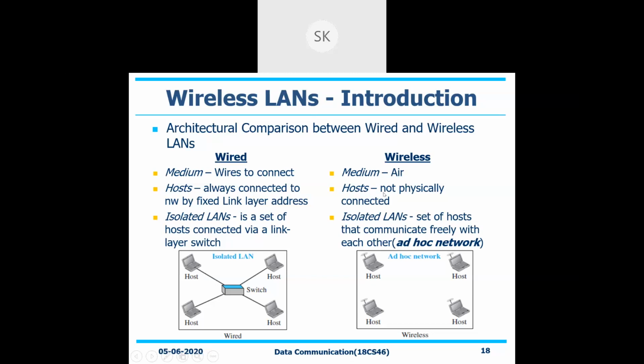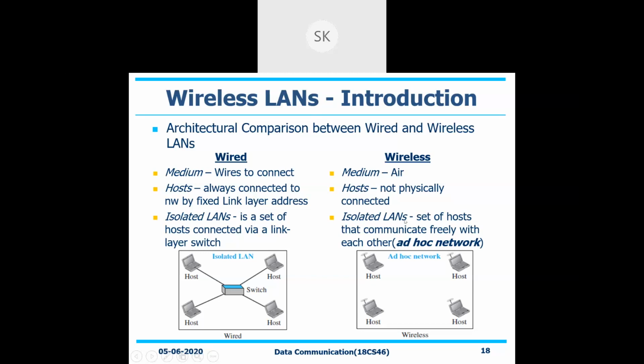Whereas with respect to your hosts in the wireless, I'm not talking about the MAC addresses. MAC addresses will be there, but they are not physically connected among themselves. All will be at remote places. Whereas isolated LANs, what is this? It's a set of hosts connected via a link layer switch. If you connect these particular hosts via a link layer switch, then we call it an isolated LAN.